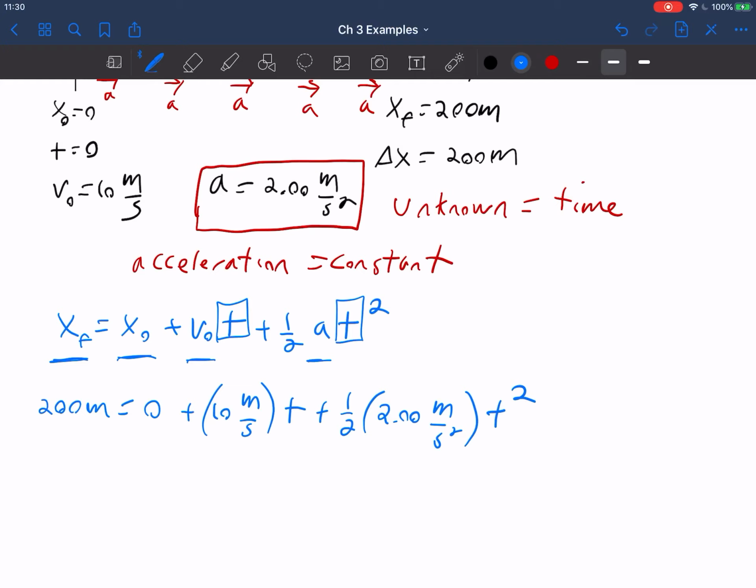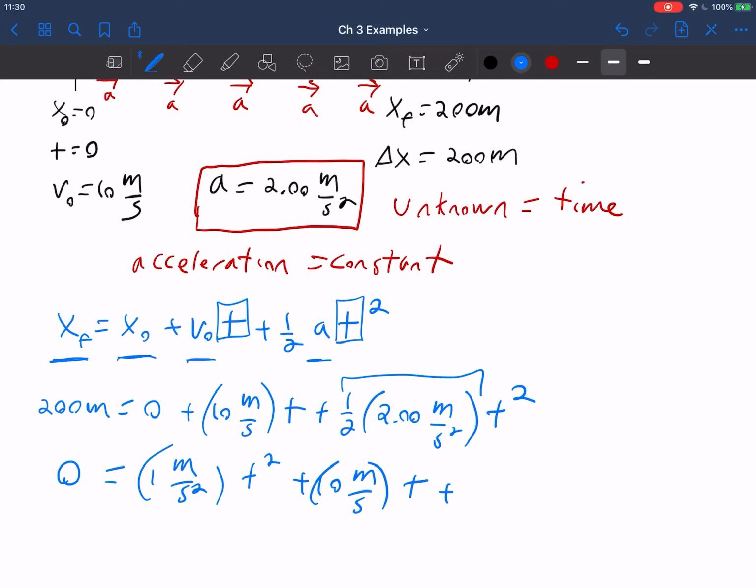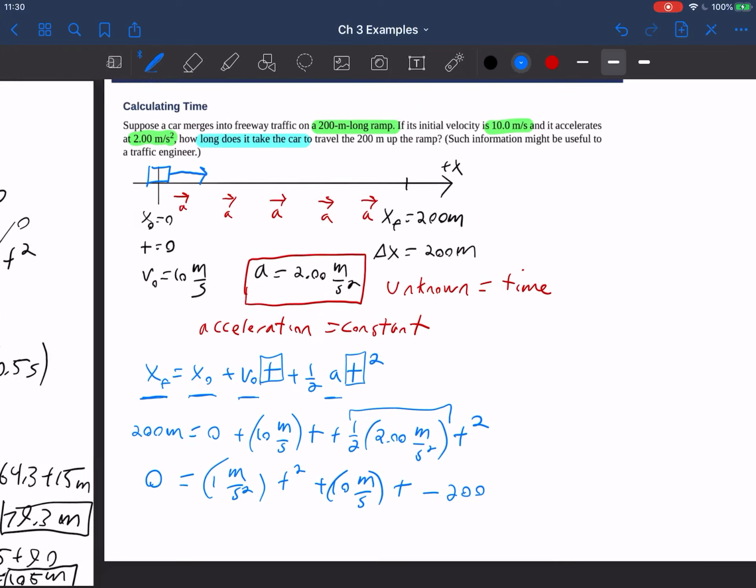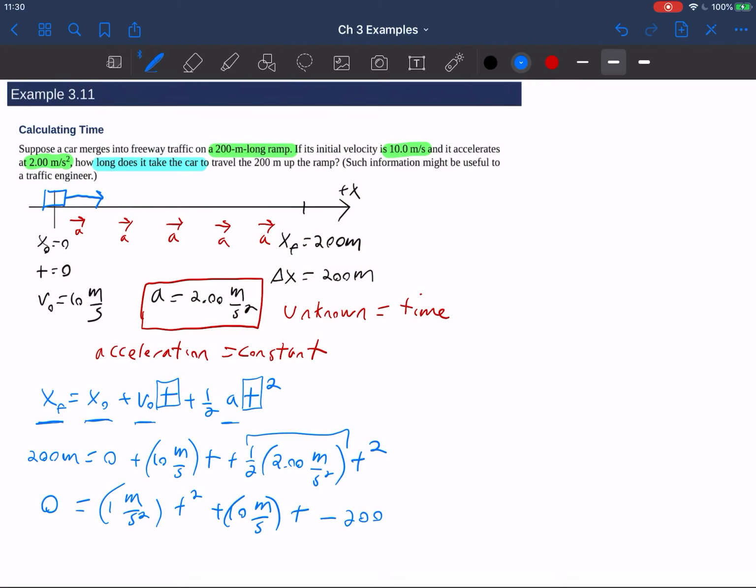Okay, this looks a little bit tricky. How am I going to solve for time? Well, let's rearrange it a little bit. I'll move the 200 to the other side of this equation and write this in a slightly different way. I have 0 is equal to, and for this term I have 1/2 times 2, so that just gives me 1 meter per second squared t squared, plus 10 meters per second t, plus, oops, let me just say minus 200. That's what we have now, and we have to solve this problem.